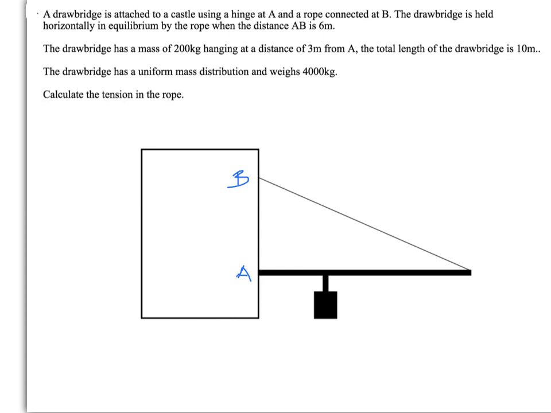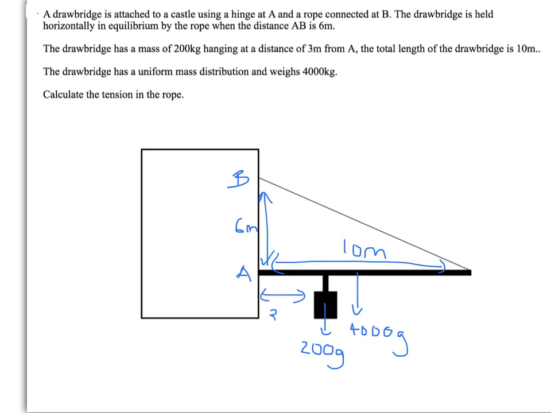And this length, it tells you, is 6 meters up here. So you've got a force of 200 g acting there. We've got 4,000 g acting there. We've got this distance here, 10 meters. We've got this distance here of 3 meters. And that is all the information given there.